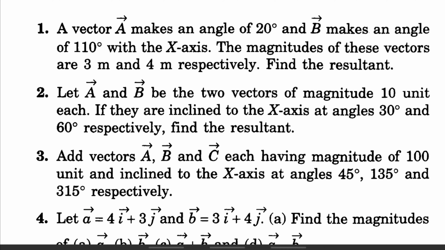Let's do some questions. The first question is about a vector A which is making an angle of 20 degrees, and there is a vector B which is making 110 degrees, and both these angles are measured from the x-axis. The magnitudes of these vectors are also given, 3 and 4. We need to find the resultant of these two vectors.